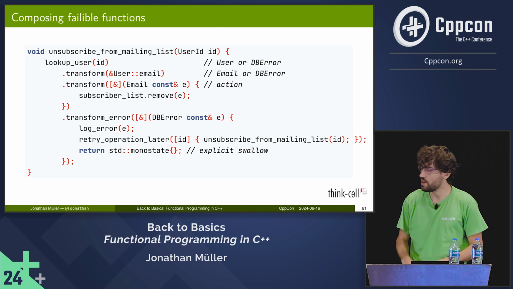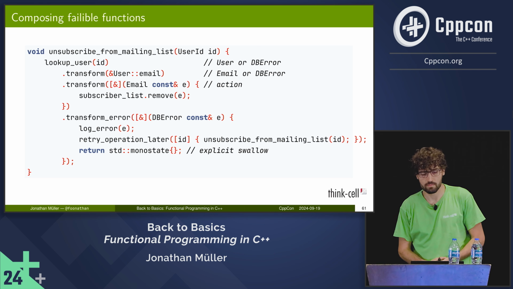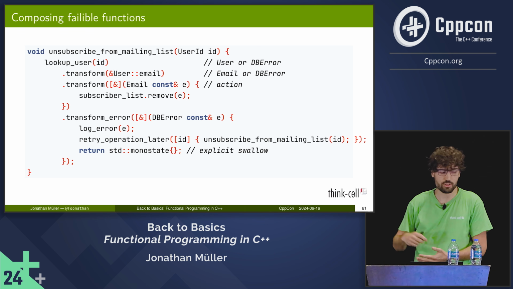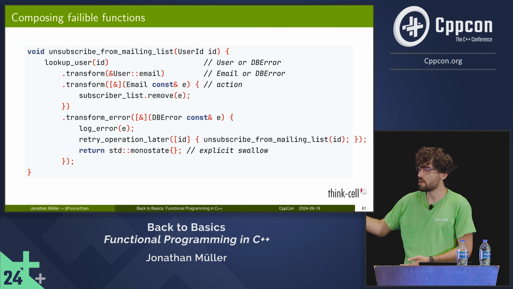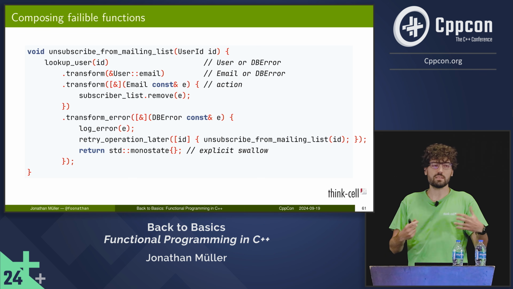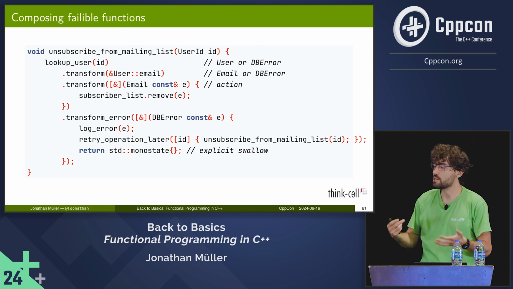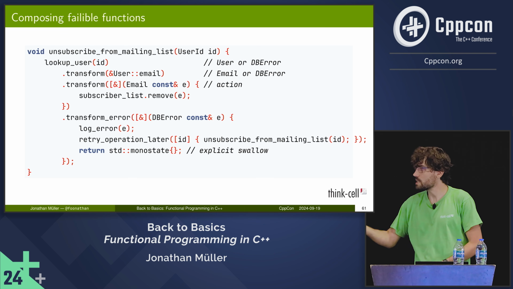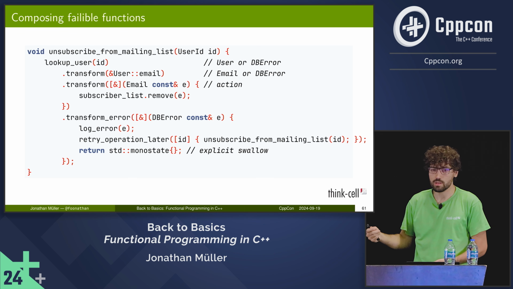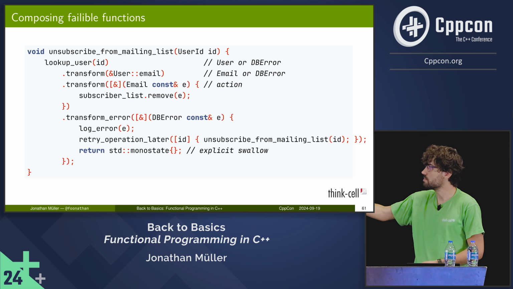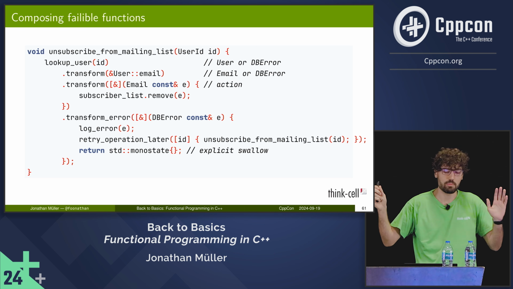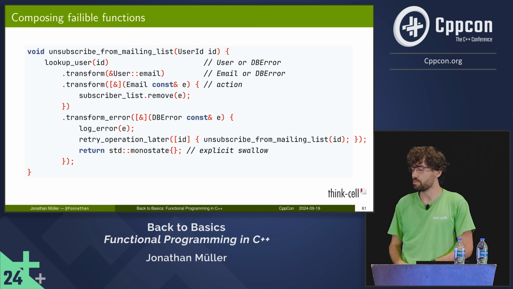And now we can replace the final if by putting a transform error at the end. So transform error gets our error, right? It's only invoked if we actually have an error in there. We log it and then retry later. And expected does not support void in the error case, but this is actually a good thing because it would allow us to silently swallow an error. In this case, we actually don't care about the error anymore, so we can explicitly swallow it, by using like monostate to say, hey, we dealt with the error in the appropriate way.